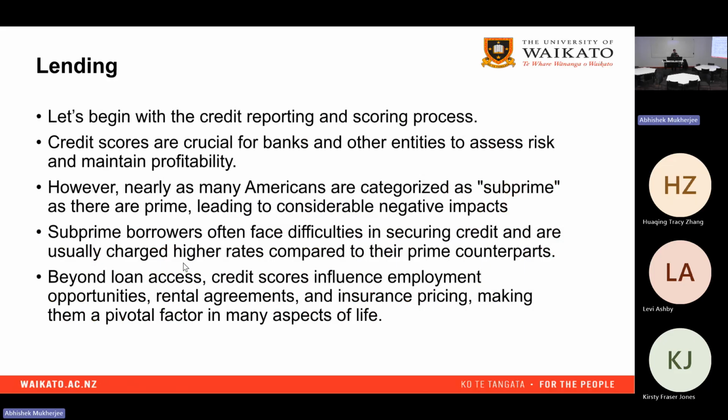And as per RBNZ research, the cost of loans for Maori businesses is much higher compared to non-Maori businesses. And that is only due to the current credit scoring system, because we are just picking it up from the Australian system. That's what we are doing. So we are charging more interest. Beyond loan access, credit score influences employment opportunities, rental agreements, and insurance pricing, making it a pivotal factor.